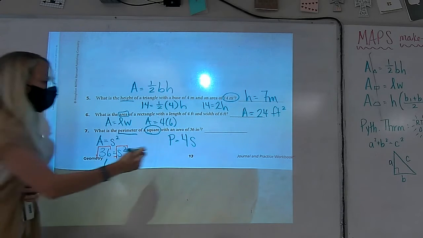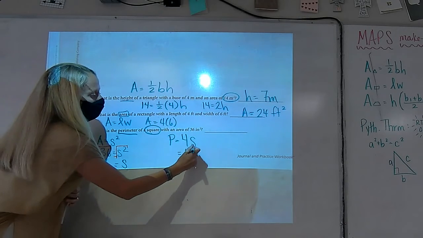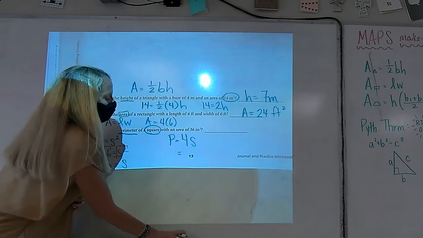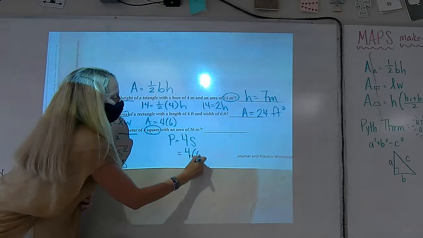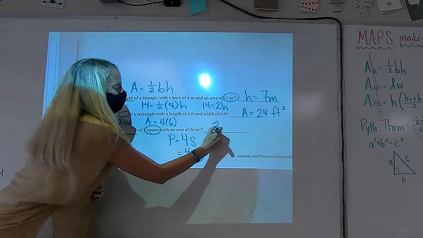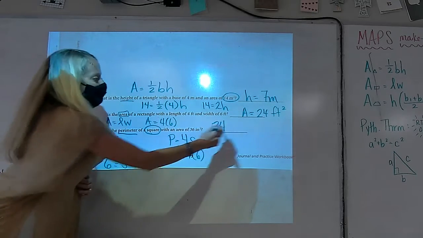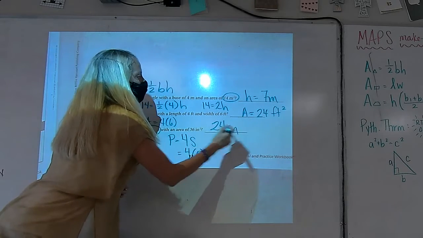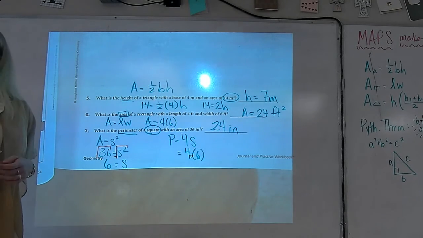Okay, what's your question? Couldn't you just take 36 divided by 4? Let's talk about why we can't. So our answer is 24. What's the perimeter? Inches. Okay, and so that's our perimeter.